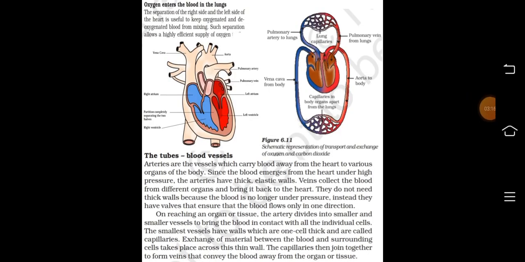On reaching an organ or tissue, the artery divides into smaller and smaller vessels to bring the blood in contact with all the individual cells. The smallest vessels have walls which are one cell thick and are called capillaries. Exchange of material between the blood and surrounding cells takes place across this thin wall. The capillaries then join together to form veins that convey the blood away from the organ or tissue.